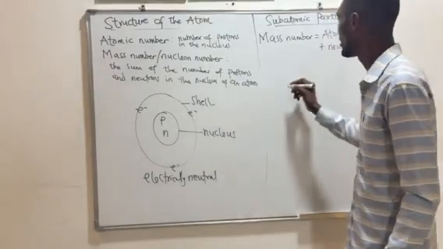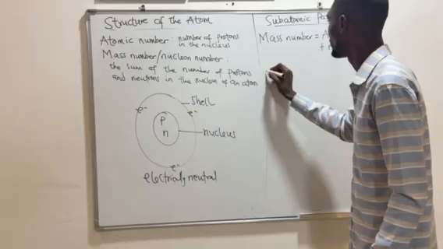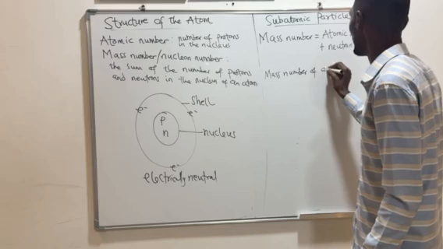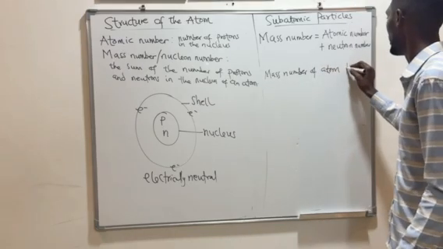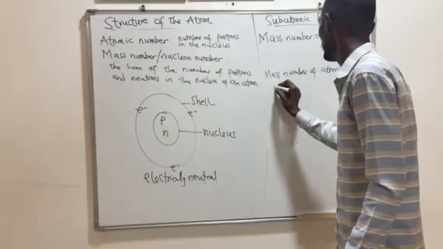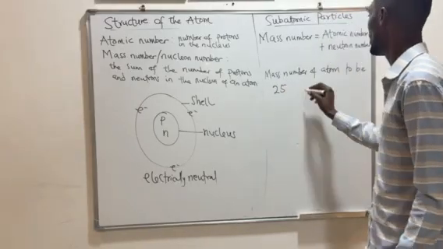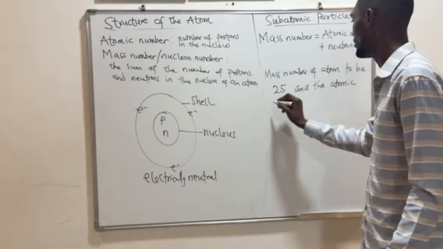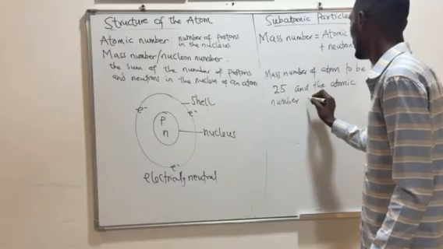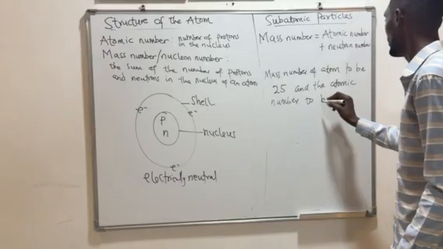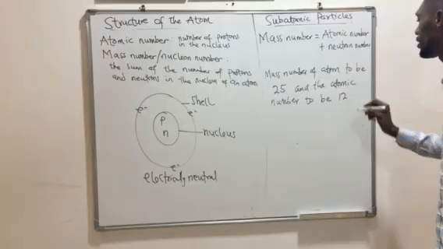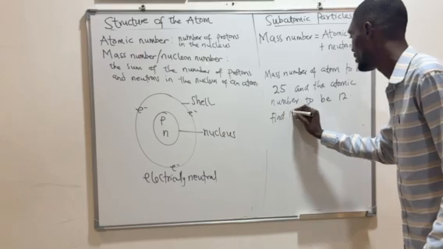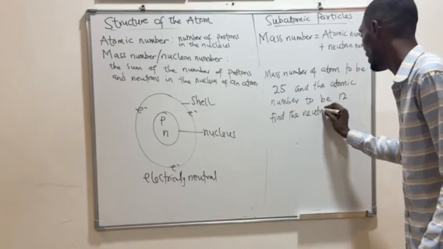So if we take the mass number of an atom to be 25 and the atomic number to be 12, how do we find the neutron number?